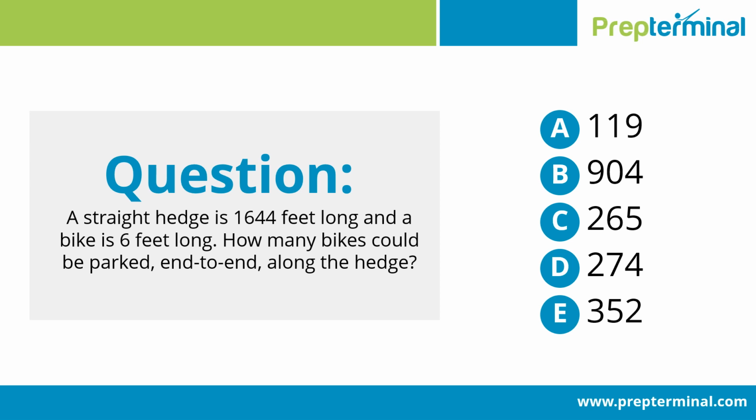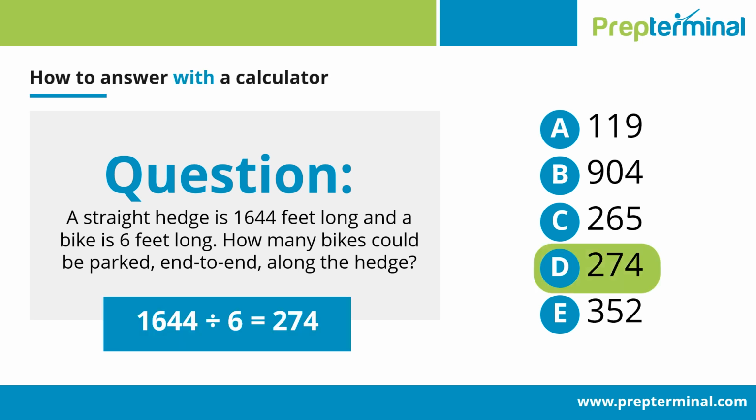Next problem. A straight hedge is 1,644 feet long and a bike is 6 feet long. How many bikes could be parked end to end along the hedge? This is a word problem. The number of bikes times 6 equals 1,644. To answer with a calculator and using inverse operations, the number of bikes equals 1,644 divided by 6 equals 274. The correct answer is D.